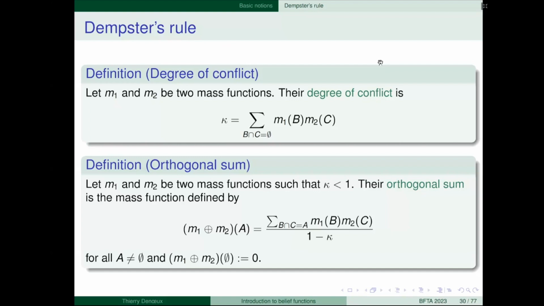It's a new mass function which I denote with this symbol. To compute the mass assigned to A, we take each focal set B of M1 and each focal set C of M2 whose intersection is A, and we multiply the masses. We do this for each pair B and C whose intersection is A, and then we renormalize by dividing by 1 minus the degree of conflict. So this is really the basic operation for combining evidence in Dempster-Shafer theory. The approach is that we have some evidence, we represent each piece of evidence by a mass function, and then we combine the total evidence using that operation.